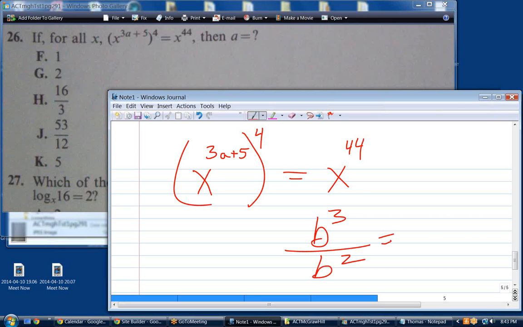Well, I understand that, but I don't understand how you do it with just the x's. Well, there's no difference between b and x. First of all, tell me what that is. I'm dividing bases. Oh, okay, so you're subtracting. So b to the first, yeah.